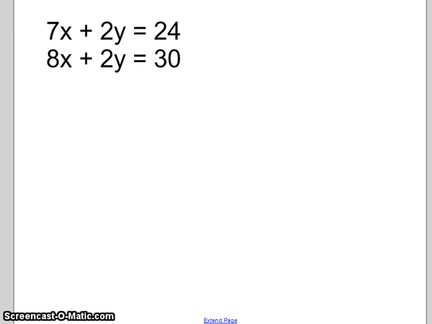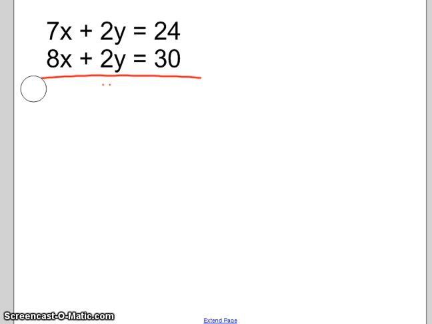Next one. All right, we're going to try the same thing. We're going to try to eliminate as we go down. Now don't write this just yet, just watch. If I try to eliminate this, I'm going to add straight down. So 7x and 8x is 15x. 2y and positive 2y is 4y. So what's our problem? We didn't eliminate either variable.